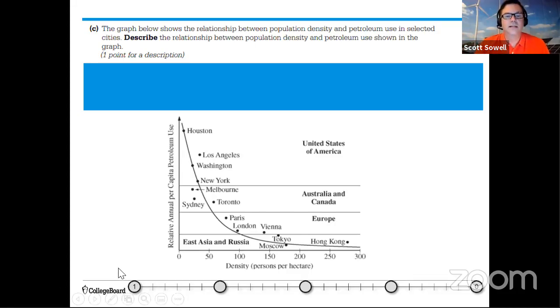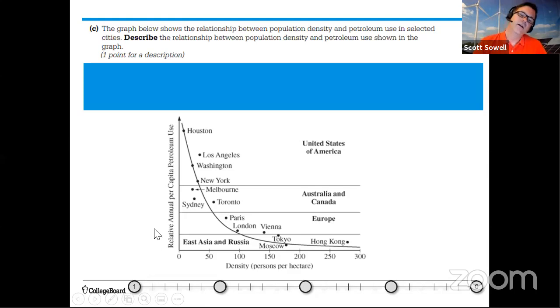So let's do that. Let's start with the axes. We're going to look at the x-axis down here. Density, persons per hectare. So that means over here, it's really not crowded. Over here, it's really crowded. It's high density of people, low density of people.